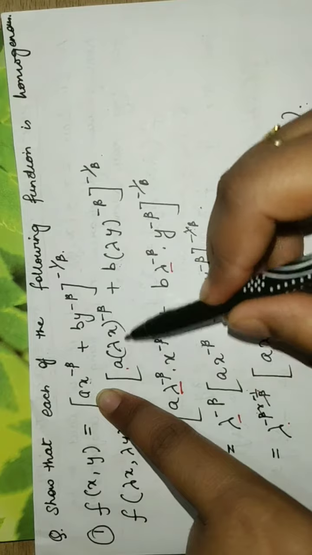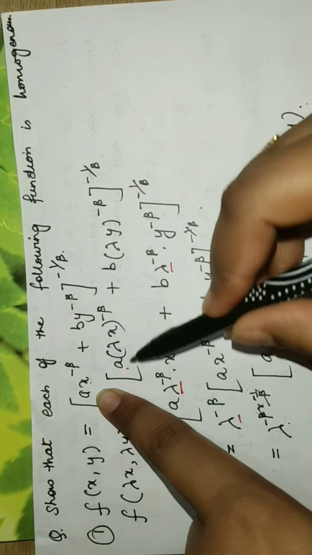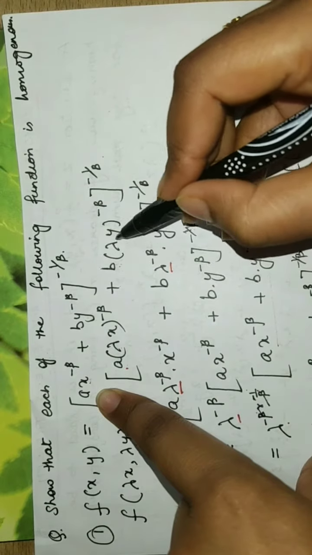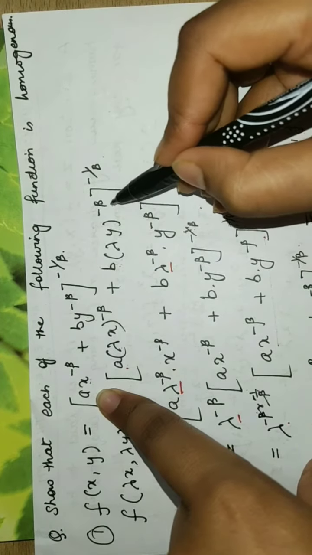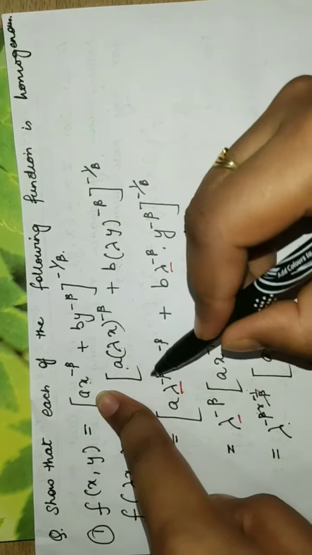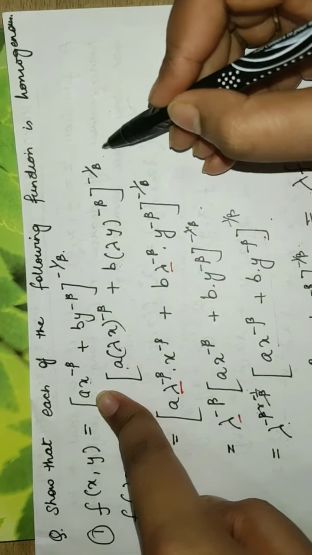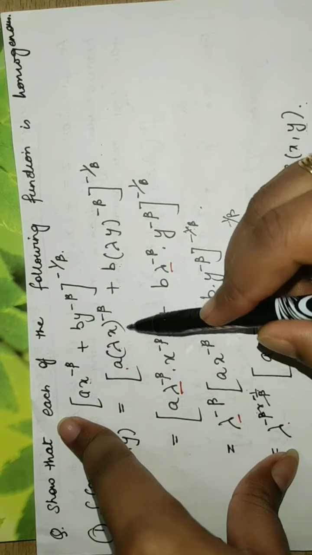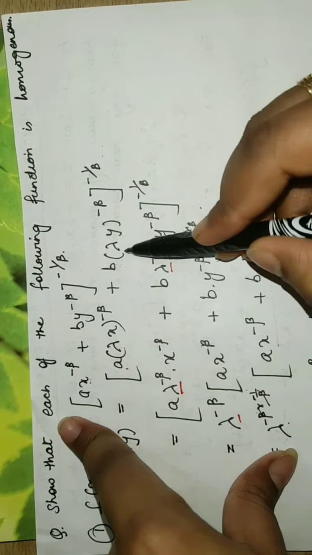a and b are coefficients. These are not variables over here. Then lambda y whole to the power minus beta, then whole to the power 1 by beta. Right? Now what is the purpose? We open the brackets of this and then this.